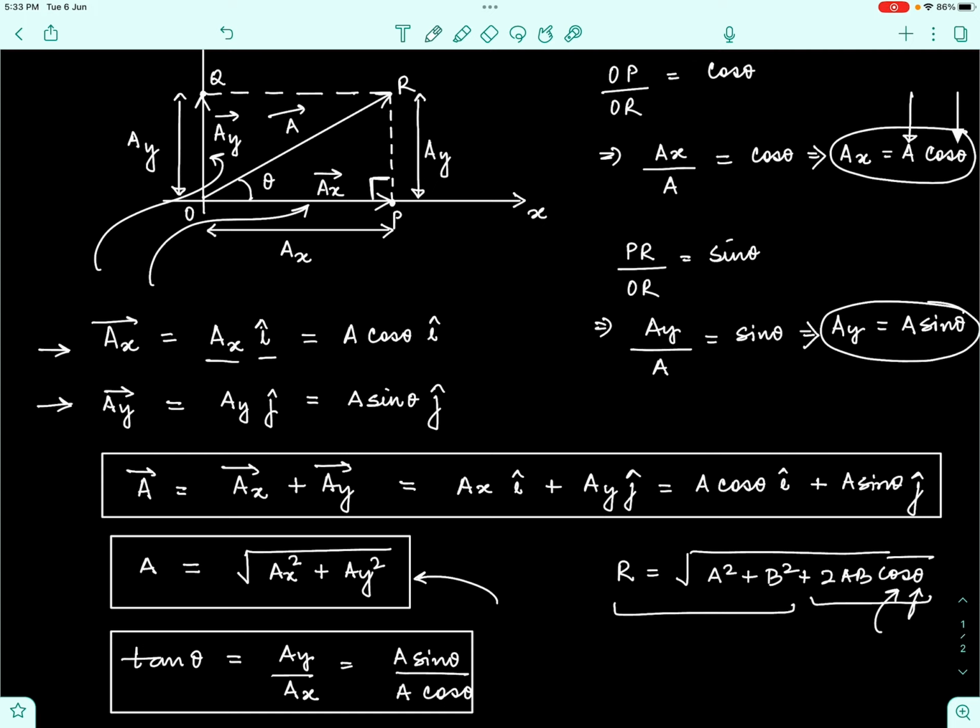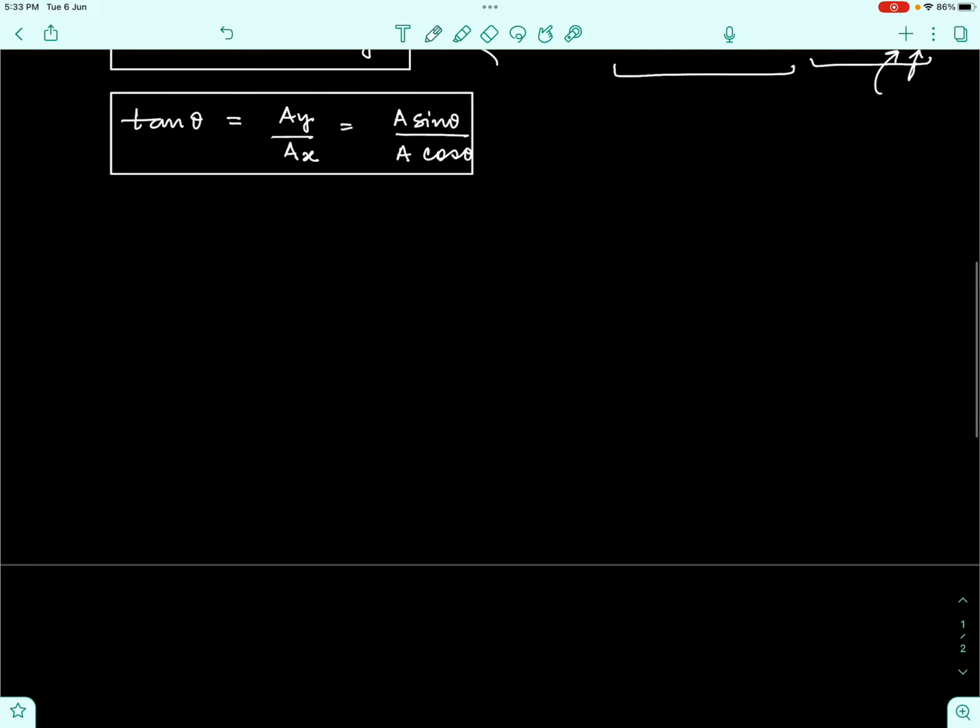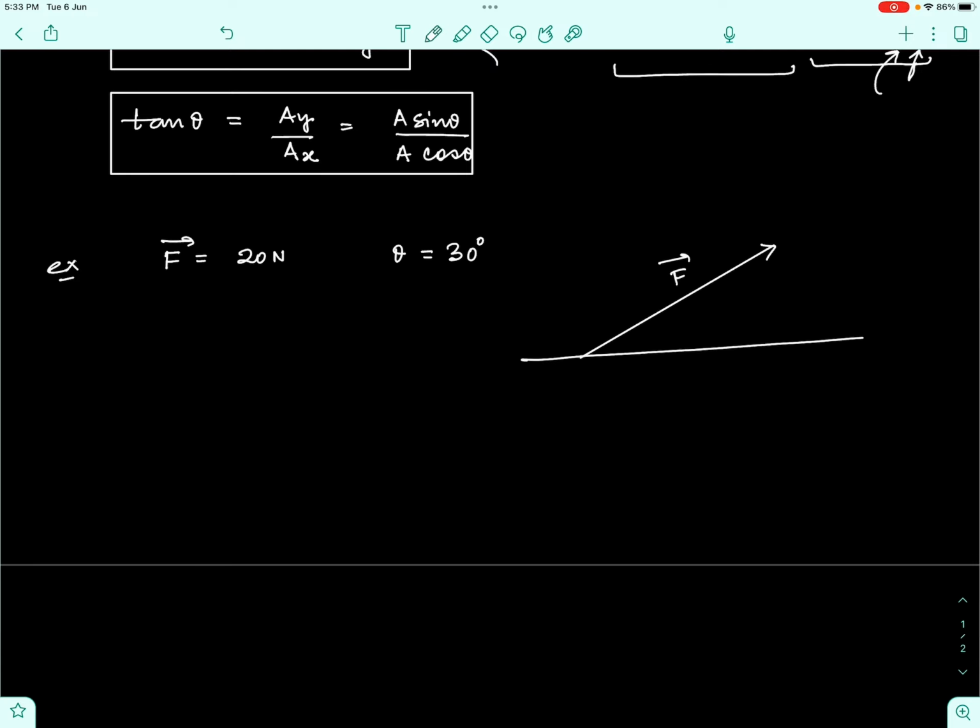We can take up a question here to understand this better. Let us say there is a force vector F having a magnitude of 20 newtons and it is directed such that it makes an angle of 30 degrees with the x axis. So, our force vector looks somewhat like this. This is the vector F and it makes an angle of 30 degrees with the x axis, horizontal axis. The question is to find out the components of this vector F along the x and the y axis. Fx and Fy is what we are supposed to find out.